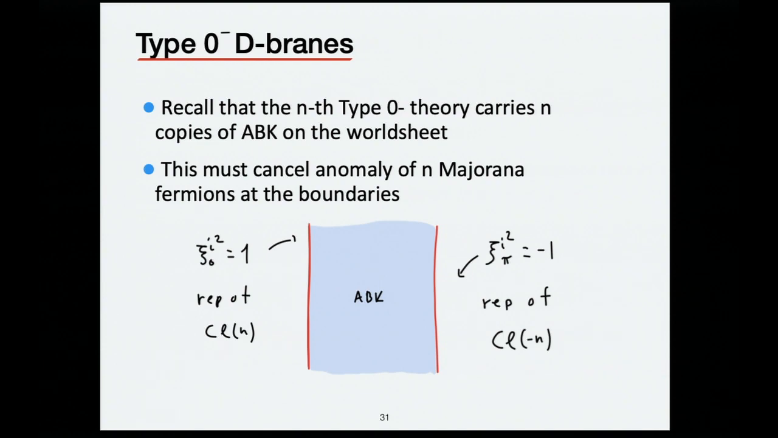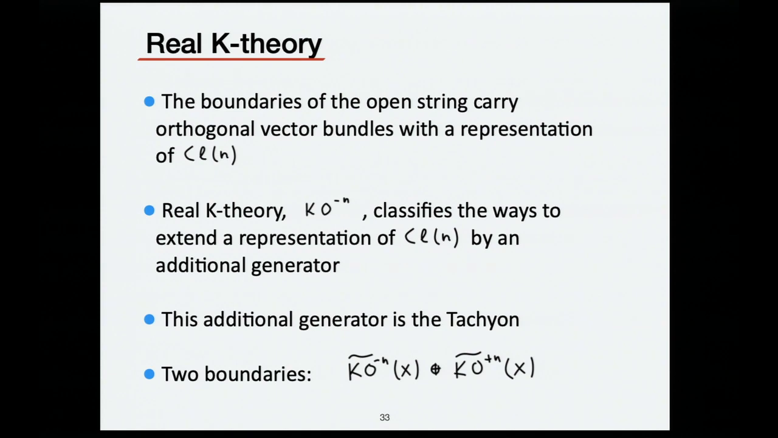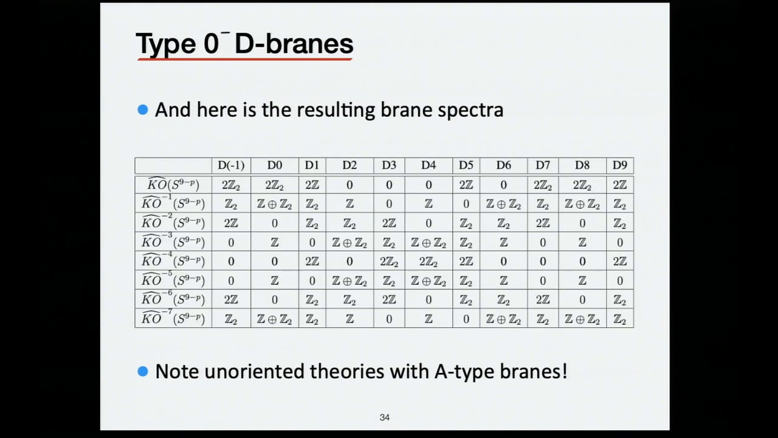So if you look at the list, there are many funny combinations, and many things that don't happen in the traditional type 1 theory. For instance, we have two types of torsion branes, or certain entries where we have both torsion and non-torsion branes, whereas in type 1 we always have either torsion or non-torsion.